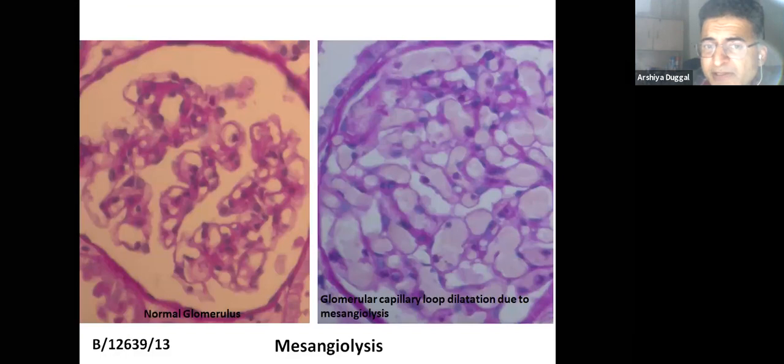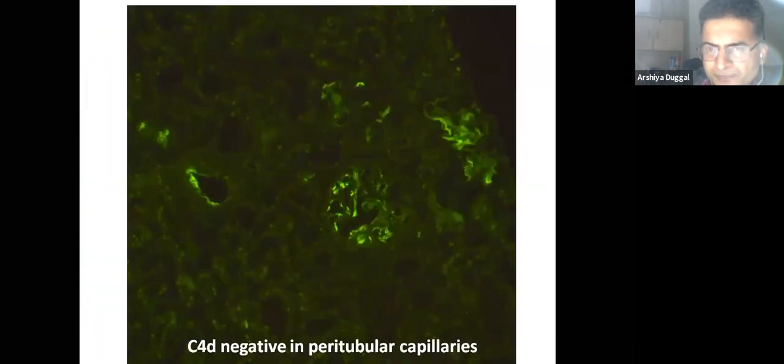The interesting part is in this wedge biopsy, the vessels were fine. There was no evidence of any glomerulitis. There was no evidence of any peritubular capillaritis. So what I want to highlight is there is no microvascular inflammation. So in the absence of microvascular inflammation, there is ATN and there is TMA, which is affecting few glomeruli.